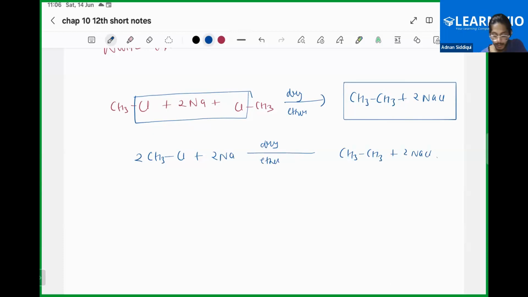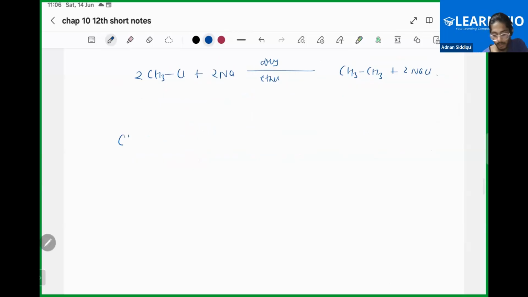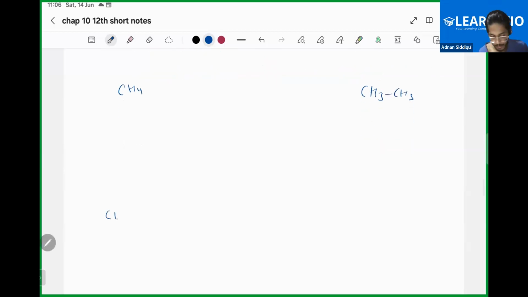Now, in the exam, if they give you a question, like if they give you methane, right? And they ask you to convert it into ethane, how will you do this? First of all, the moment you are required to double a chain. Suppose you are starting with a one carbon chain and you are asked to double it, or you are starting with a two carbon chain and they are asking you to make a four carbon chain. Basically, they are asking you to double it.